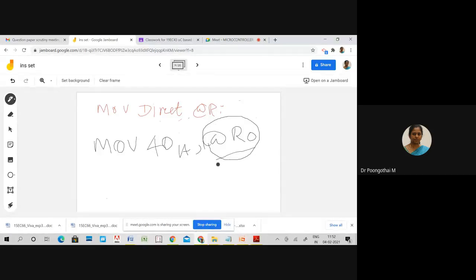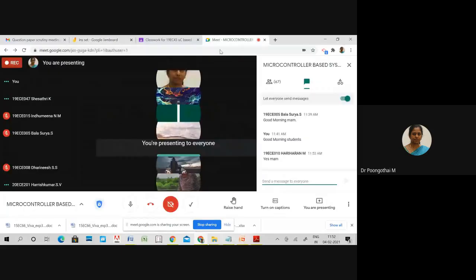So move the data from internal RAM whose address is in R1 or R0 register to internal memory, not accumulator. That is MOV address comma @Ri. Move the data from internal RAM whose address is in R1 or R0 register to the memory whose address is given in the instruction. Here we have given 40, so the data pointed by R0 is transferred to 40. Is that clear, students?